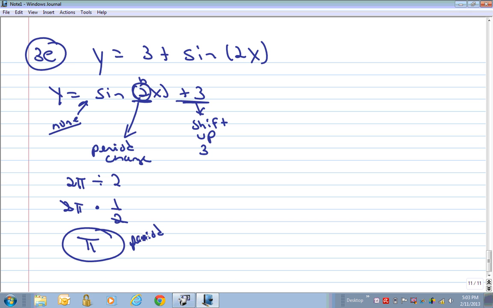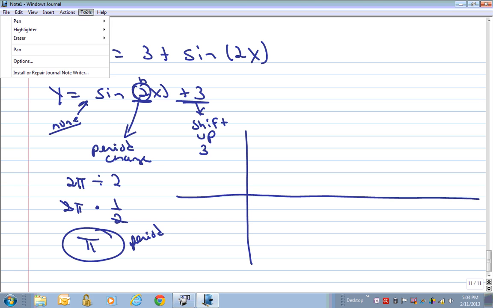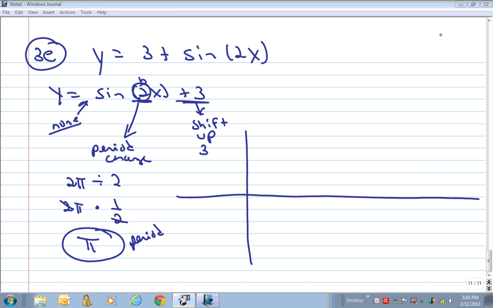In other words, that whole sine curve has to happen between 0 and pi, and my whole graph is shifted upward 3. So here we go. I'm first going to take my axis, and I'm going to change colors to help us out a little bit. Our graph has to curve between 0 and pi.